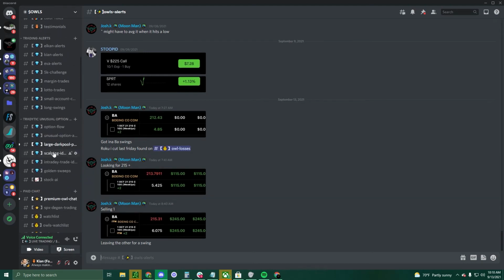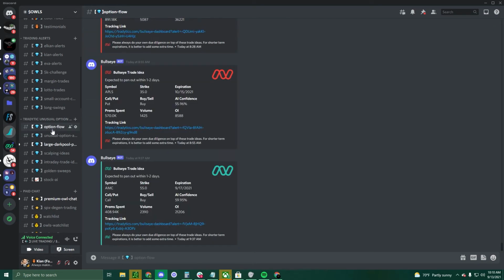Another great addition that we have to our Discord is our unusual option activity flow provided by TradyTick. So this will show the option flow that's coming in. It shows the AI confidence, the expiration, the strike, how much premiums are being spent, the volume, if it's a call or a put. Now, obviously, we don't rely heavily on this. You always have to confirm it with your charts, but it's a good tool to have in your back pocket.